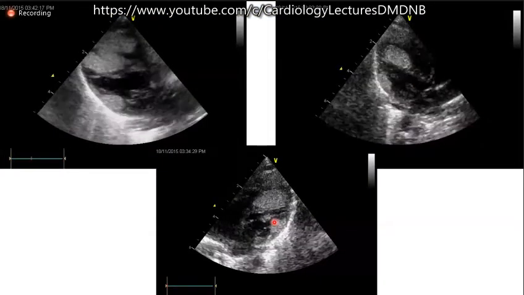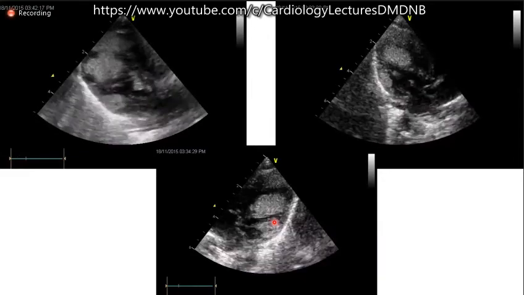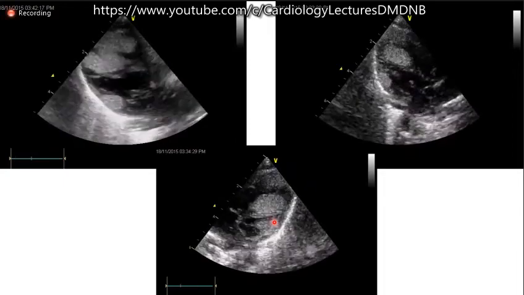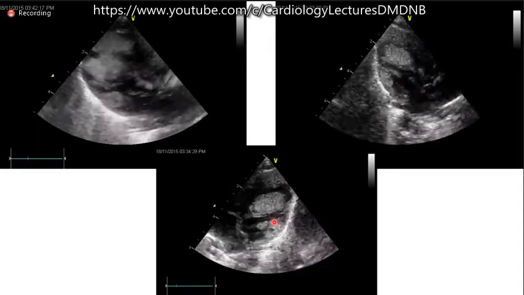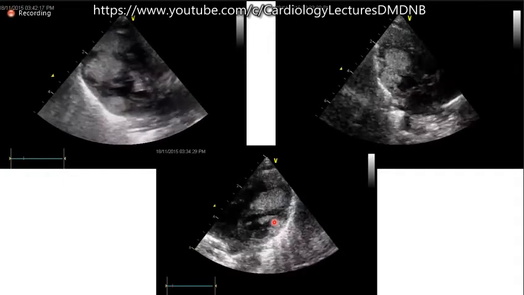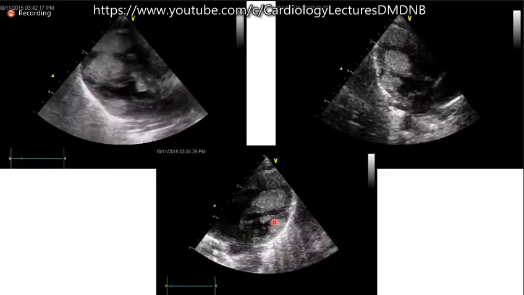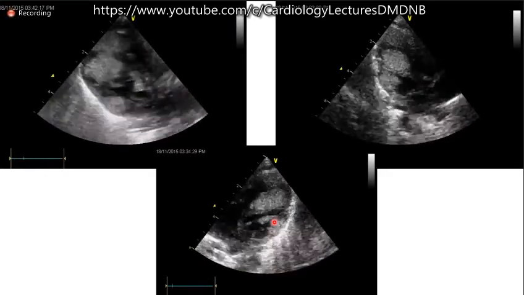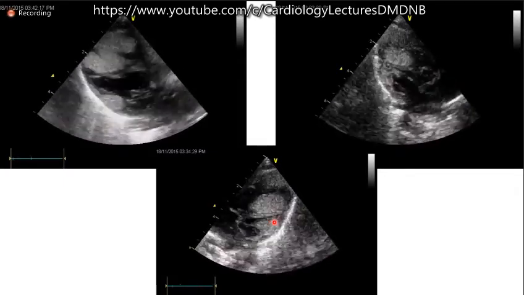Another case, again. Also called Garland syndrome, because multiple tumors are like garlands. Garland syndrome, Garland tumor. Okay. Yeah, multiple ones. I have not heard that. So it can be called Garland tumor. Yes. Okay.